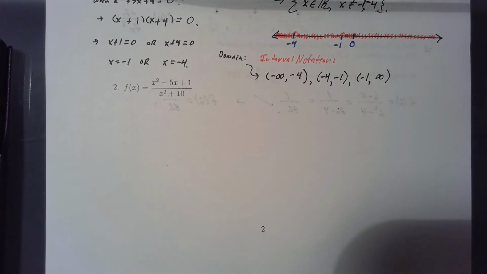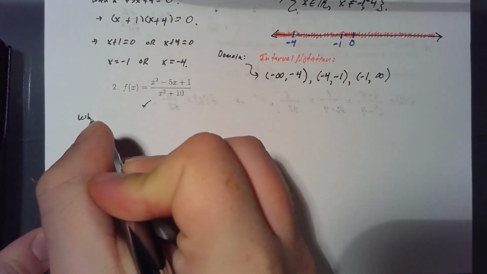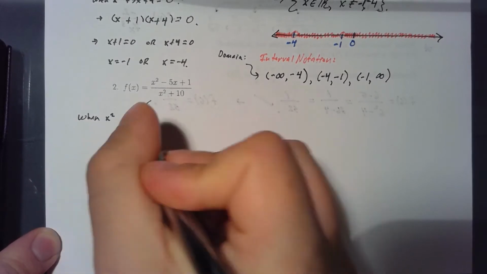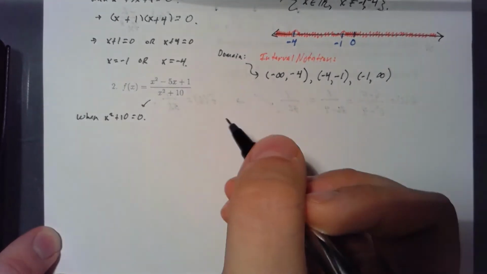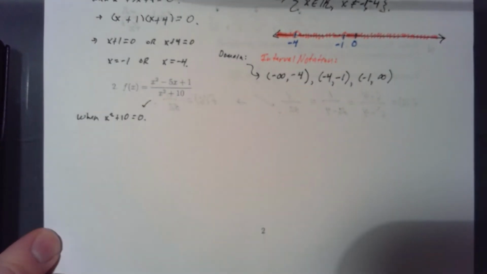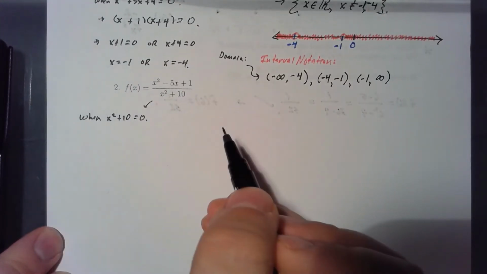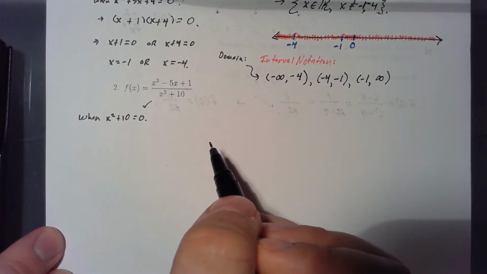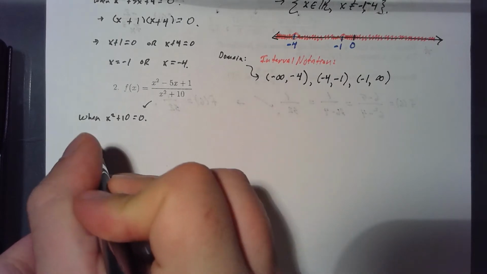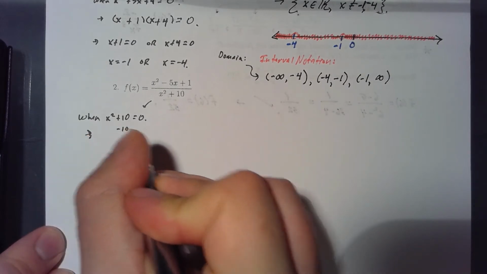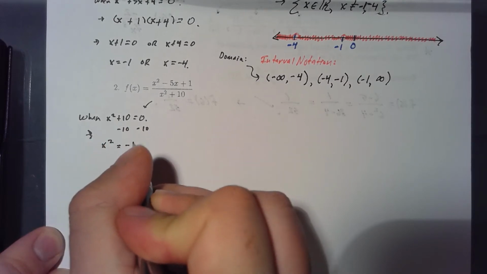So, again, same idea. I want to find when x squared plus 10 equals 0. I want to solve that equation. How do you solve this equation? Well, you can't factor it, because this is a sum, and a binomial sum doesn't factor. So what I could do is subtract 10 from both sides, because there's no x term in here. So what I'll have is x squared equals negative 10.